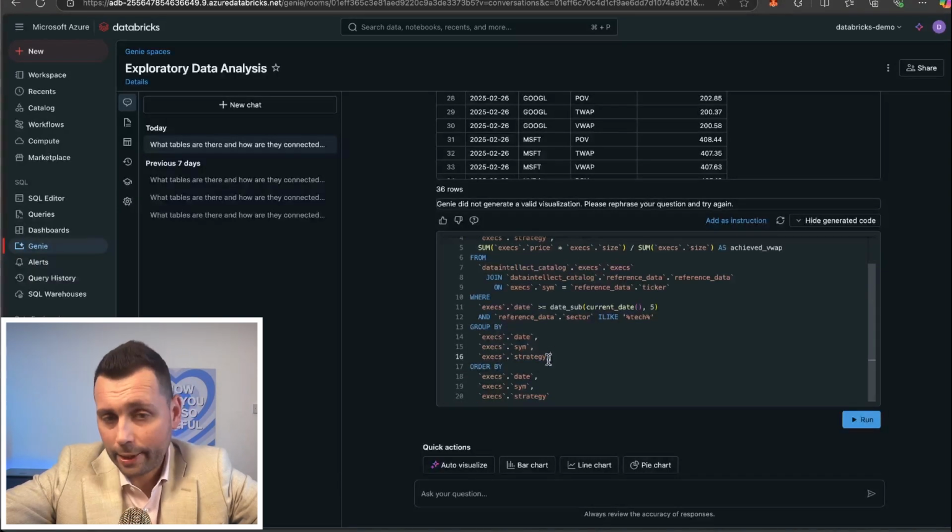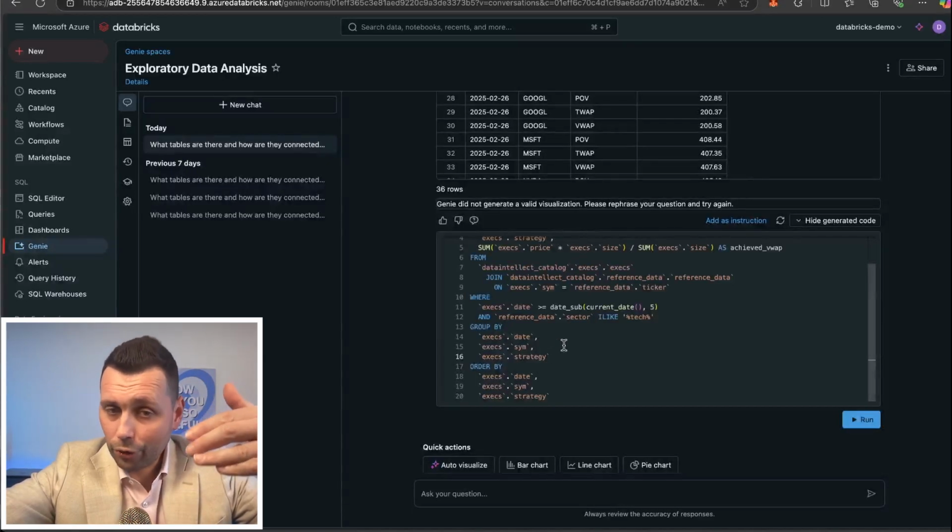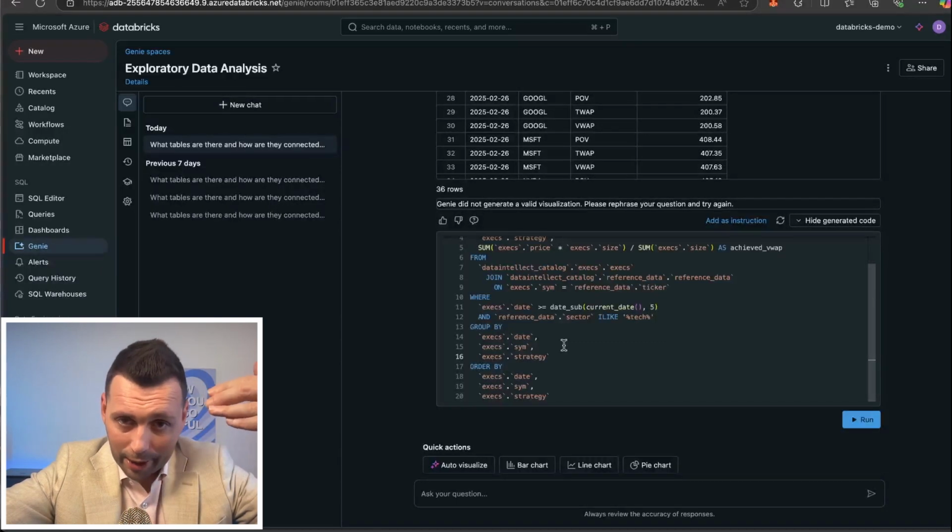grouped by strategy. So this is extremely powerful because this is the normal flow of what a normal business user would actually use Genie for. This last question was a final demonstration of how Genie can handle complex queries across multiple tables, all triggered by natural language.